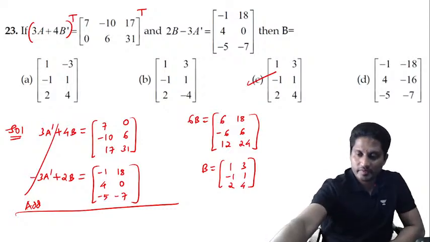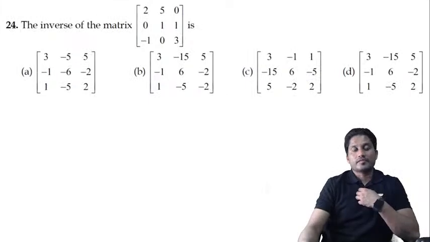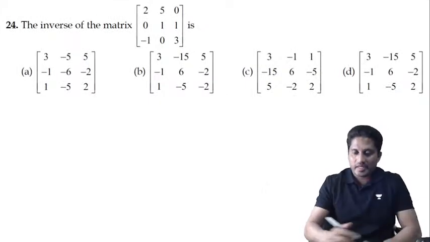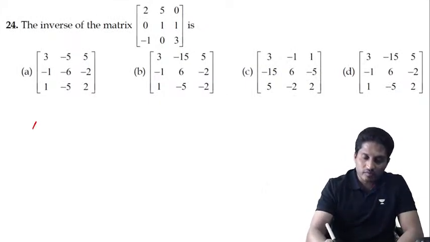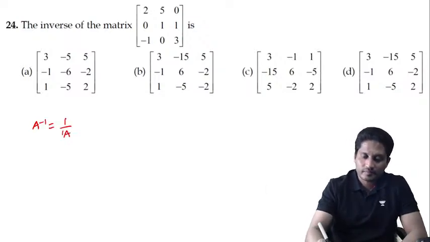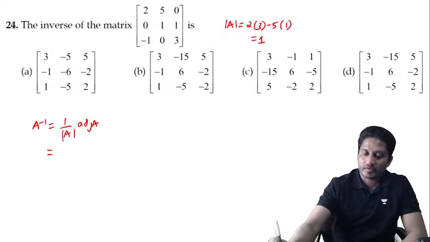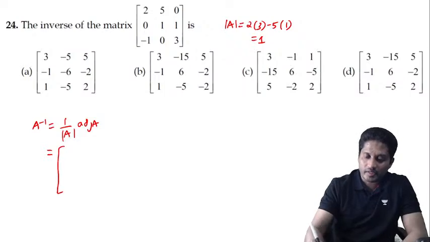Right, let's move to the next question. The inverse of the matrices. The actual A inverse formula. What's A inverse now? A inverse is equal to 1 by determinant A into adjoint of A, right? Determinant A is equal to delete first row, first column. Minus 5, delete first row, second column. And then first row, last column is 0. Anyways, you get 1.